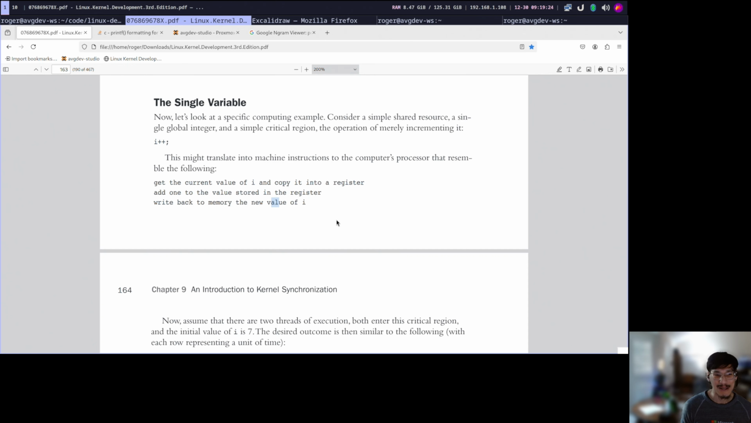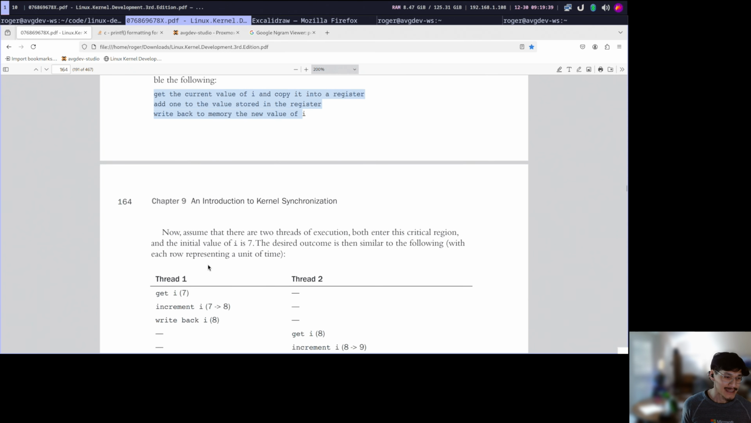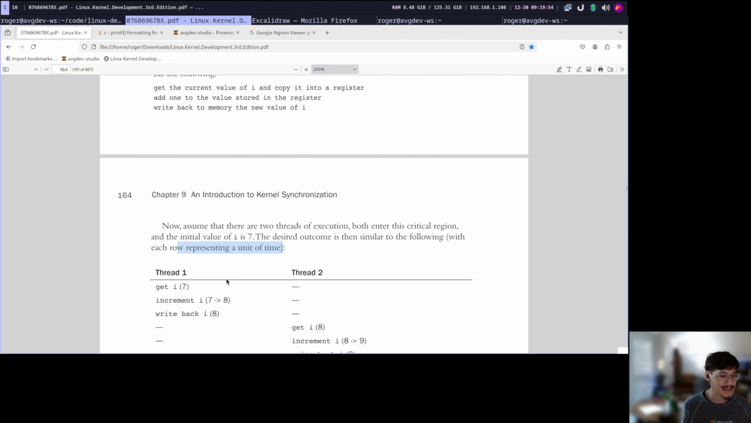So that's one thing we might think about in high level languages, that i++ is just one single thing, right? Big deal. But in reality, it could be up to 3 instructions for the CPU. Okay? Now, let's assume that there are 2 threads of execution. Both enter this critical region, and the initial value of i is 7. The desired outcome is then similar to the following, with each row representing a unit of time.